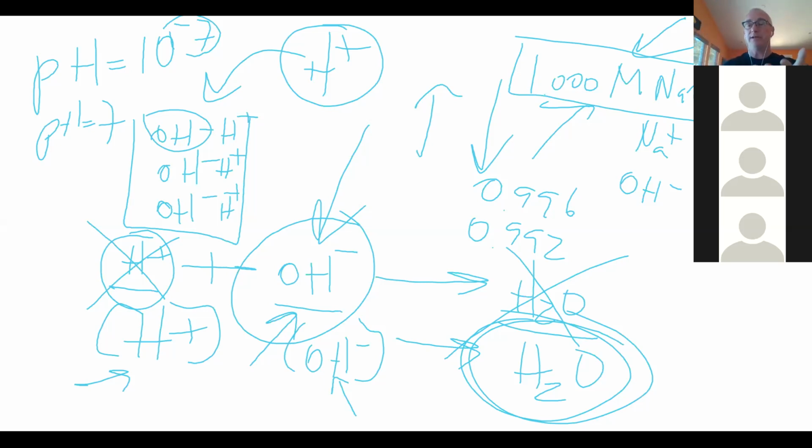And that's when we're going to use something called an indicator. So what does the indicator do? You remember, what's the indicator in this experiment? You remember what it's called? Phenolphthalein? Phenolphthalein, right, it's phenolphthalein. What does it do?